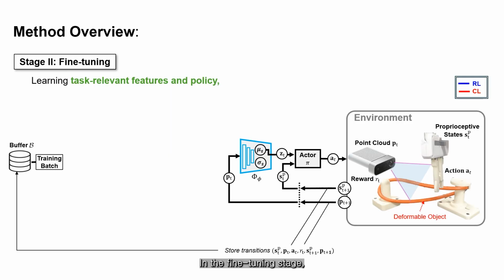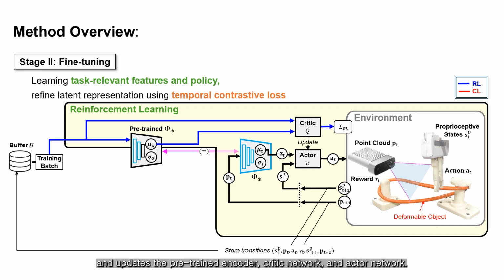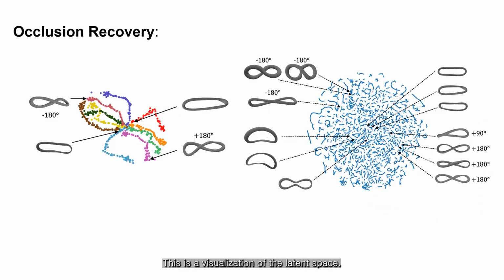In the fine-tuning stage, we learn task-relevant features and policies through reinforcement learning. The agent stores transitions in a replay buffer and updates the pre-trained encoder, critic network, and actor network. Additionally, we generate queries and keys for contrastive learning from the buffer and refine the encoder's latent representation using a temporal contrastive loss. This is a visualization of the latent space.